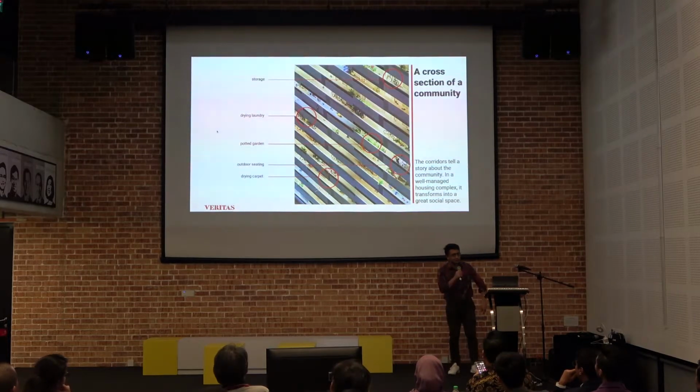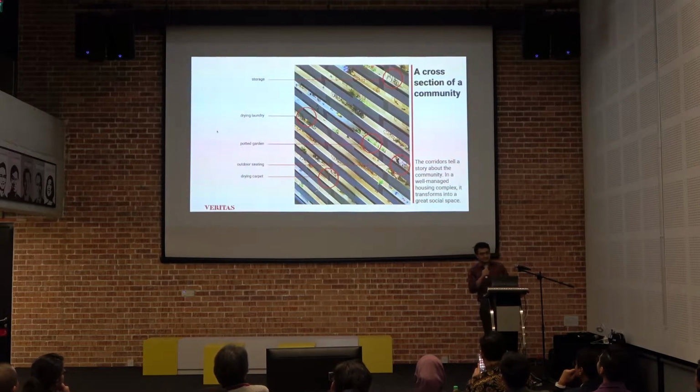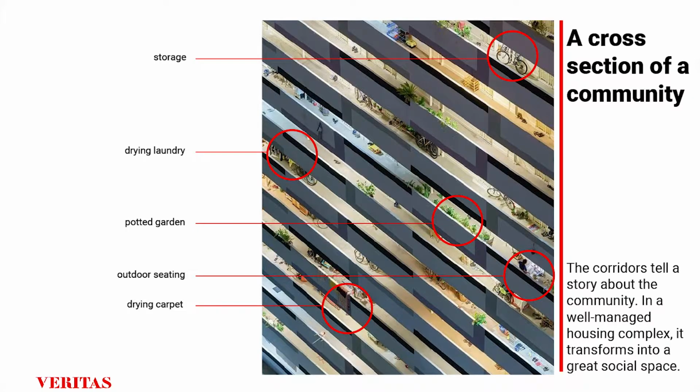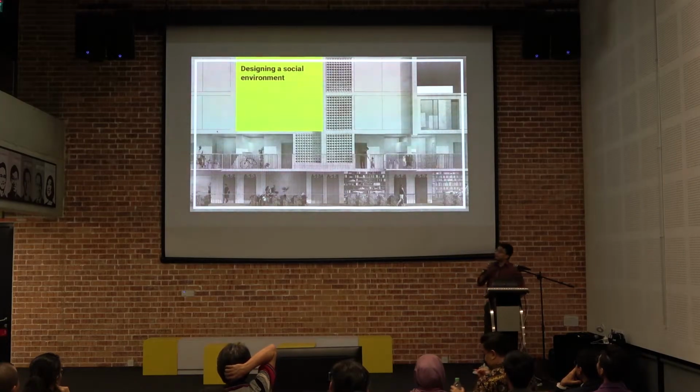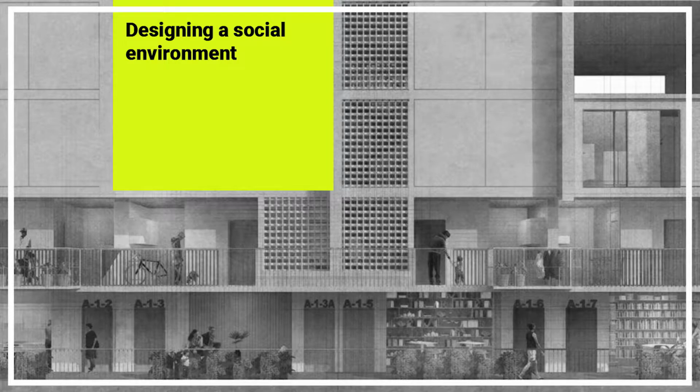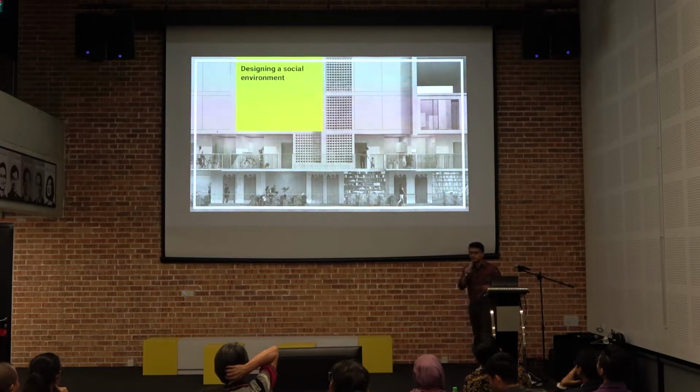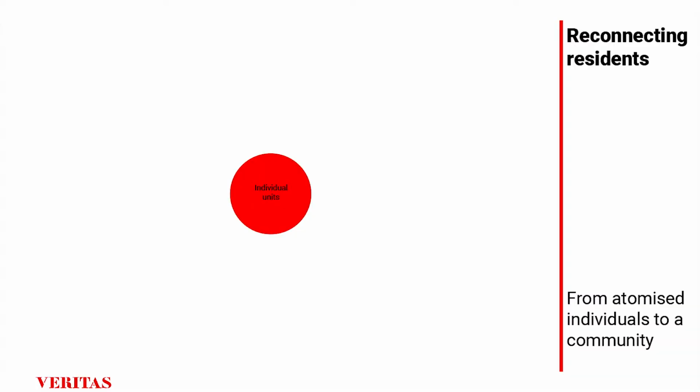So the corridors, if you look at it as a cross-section, is a story about that community. So there's a lot of life going on there. So it is from this understanding of corridors as a social space that we were driven in the beginning. But so how do you design this social environment that we so desire in apartments? So it's a long-standing debate. I mean, we're not the first person to think about it. It's a tradition in modern architecture.